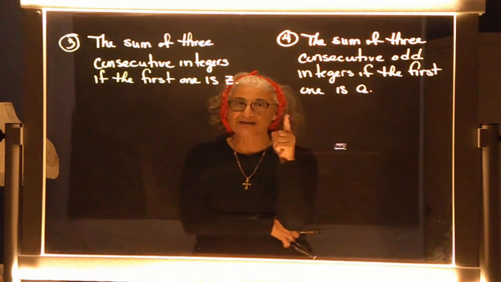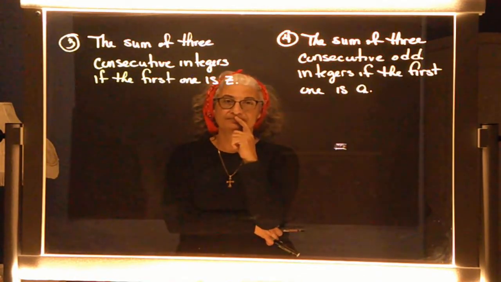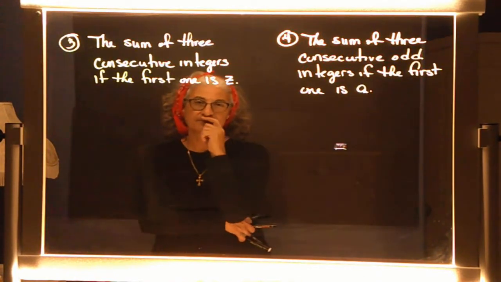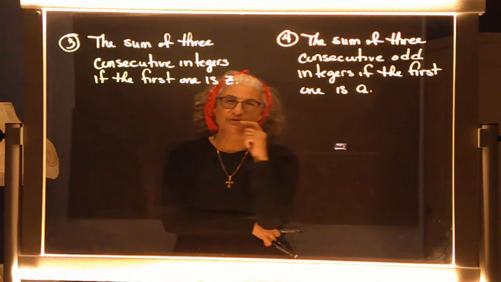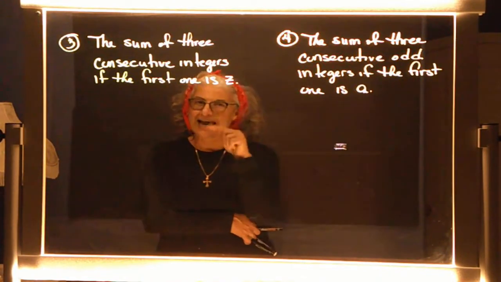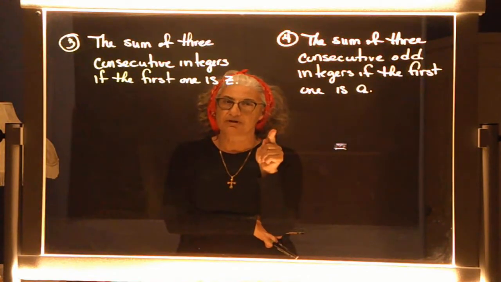Okay, so think about it. Mathematically, how do you get from 3 to 4? How do you get from 19 to 20? How do you get from 32 to 33? Yeah, you add 1 every time, don't you? Okay, so hang in there.